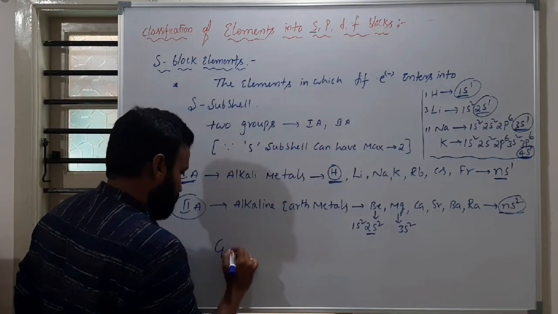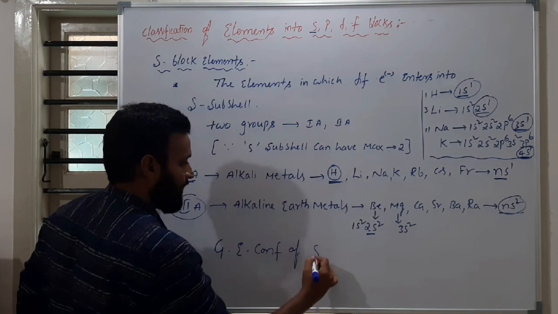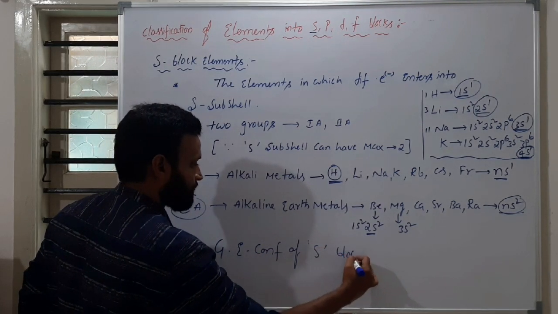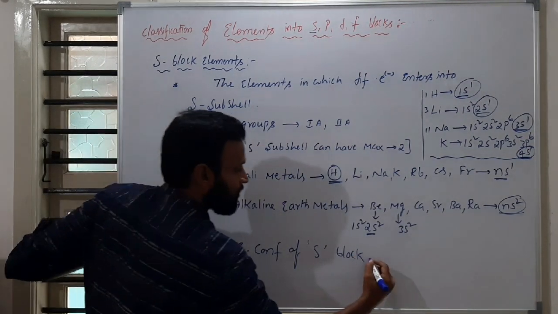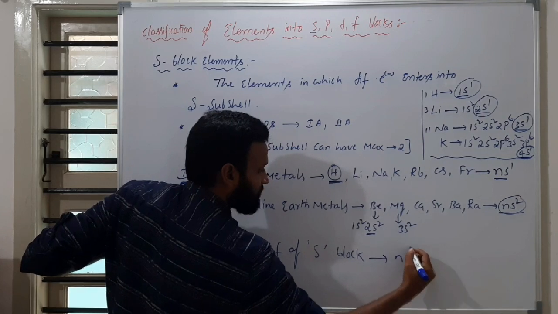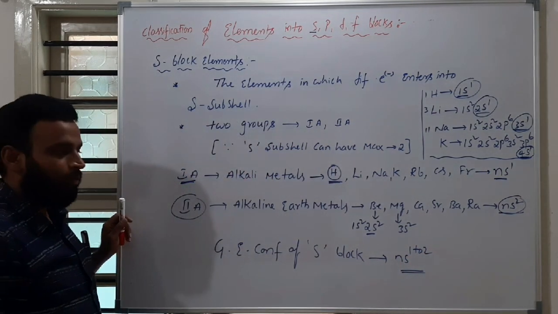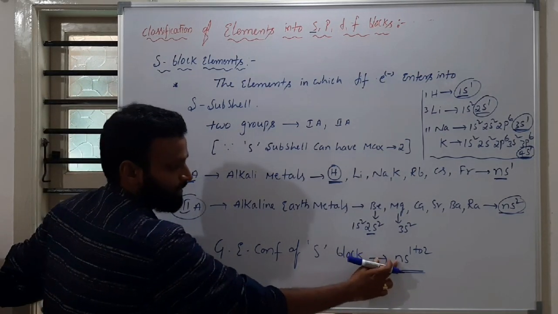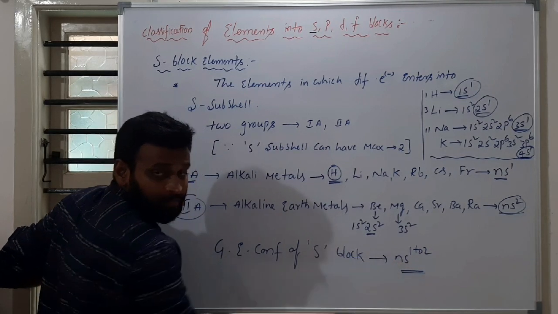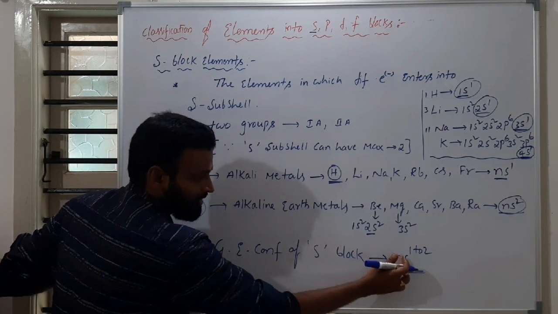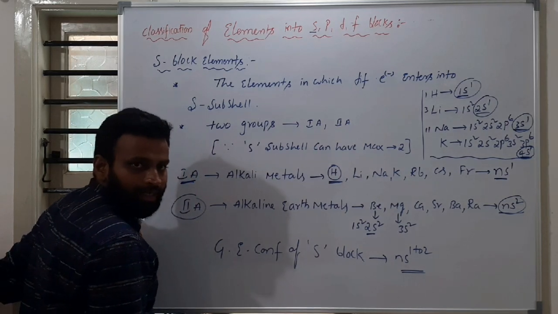What is the general electronic configuration of the s block, therefore? Simply you can say ns1-2. I gave it already. What is this n? First period element means 1, second period element means 2, third period element means 3, like that. So the valence shell represents the n value. Getting what I am saying?